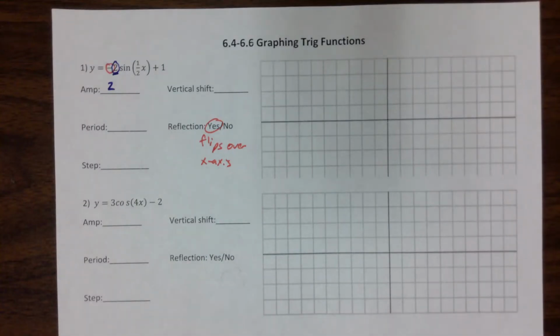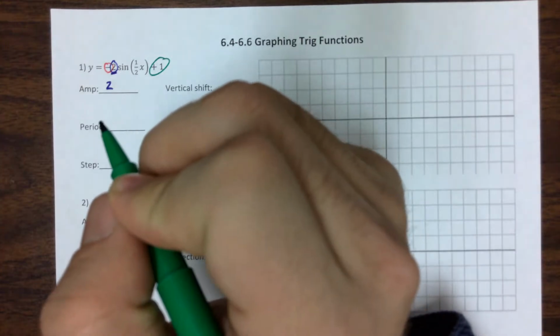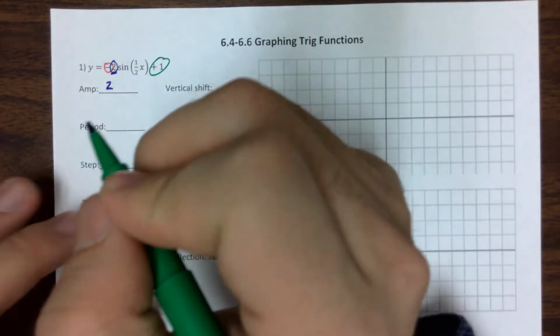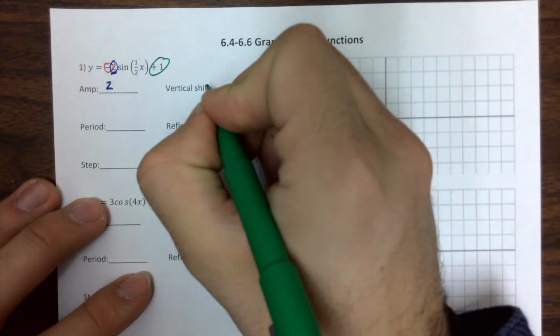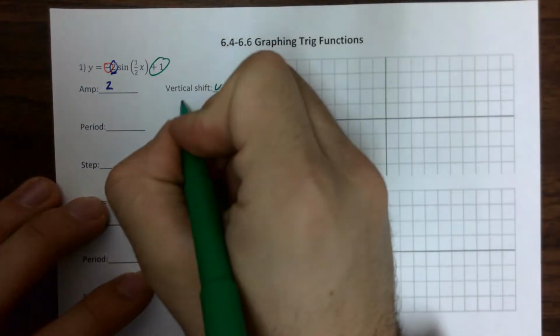So then from there, we pull out some other things. There's a +1 in the back. Since it's outside the function, it's going to move it either up or down. Since it's a +1, it is going to go up 1 unit. And really that's going to shift the midline.